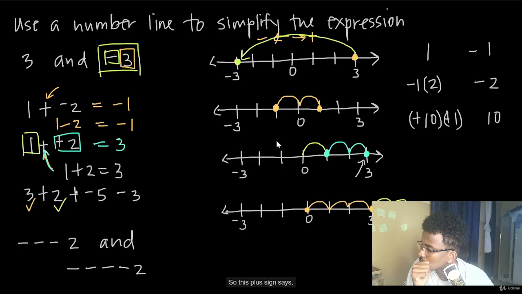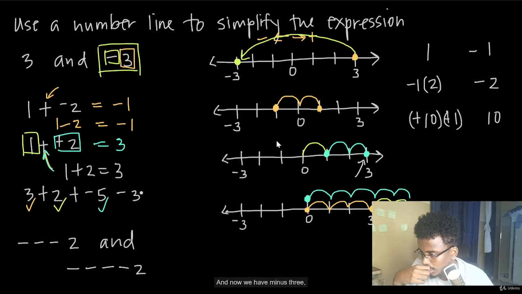So this plus sign says go in the direction indicated by the negative 5. Negative 5 tells us to go to the left. So from where we were here, we go to the left 5 units. So 1, 2, 3, 4, 5. We end up back at the origin after we add a negative 5.